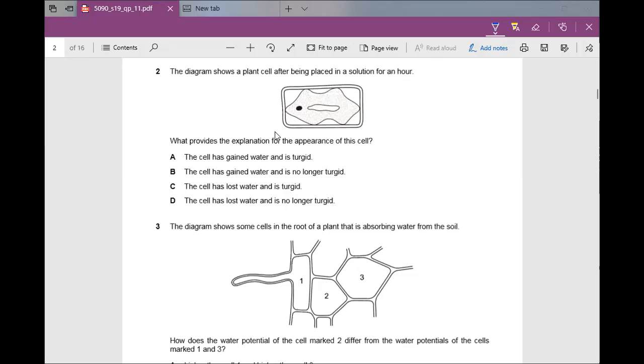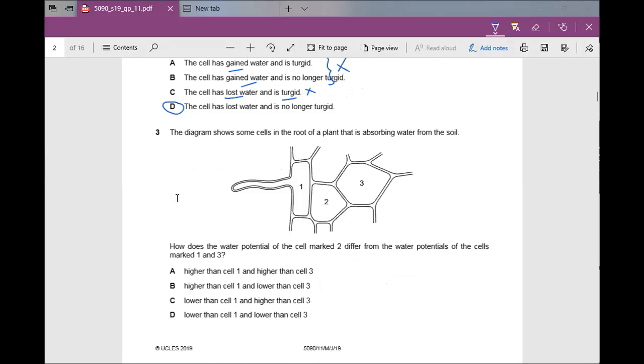Number 2: the diagram shows a plant cell after being placed in a solution for an hour. What provides the explanation for the appearance of the cell? Here we are observing that the plant cell loses water from the cytoplasm, so both the gained options are wrong. And here it says the plant cell has lost water and is turgid. Turgid means full of water, so this statement is also wrong. The last option is correct: it has lost water and is no longer turgid.